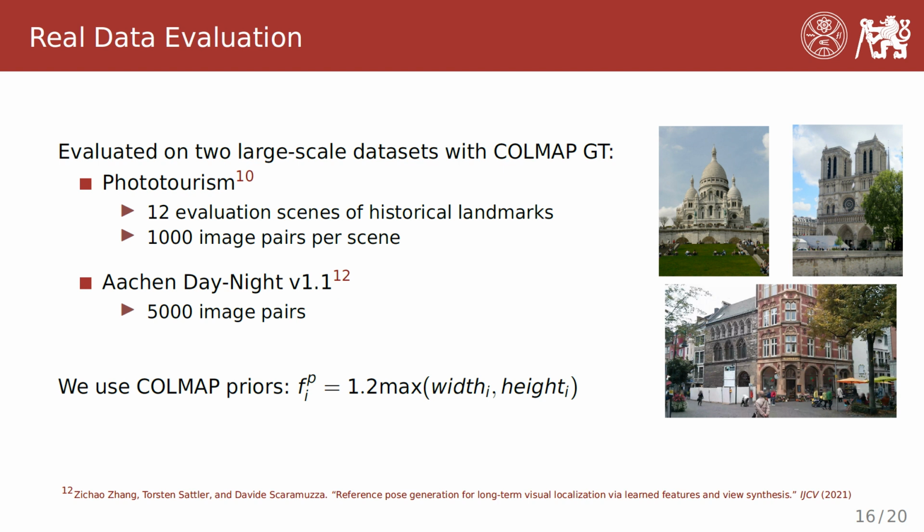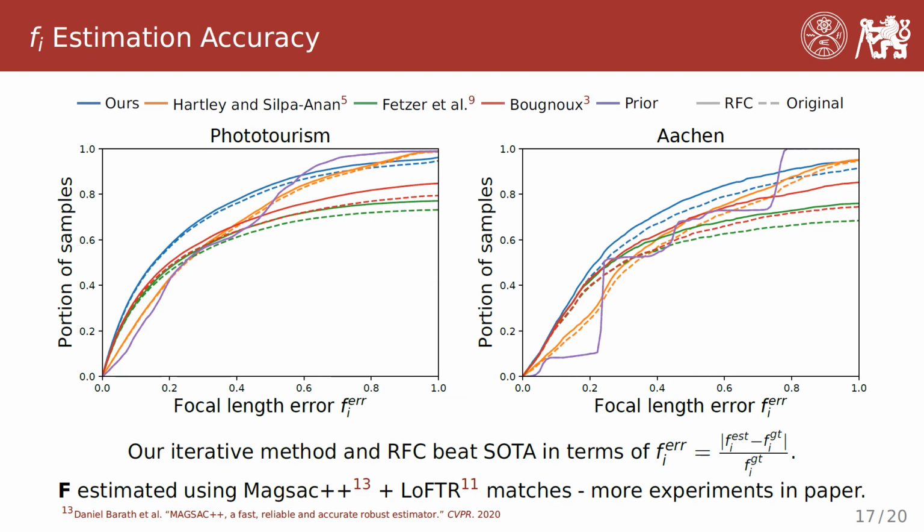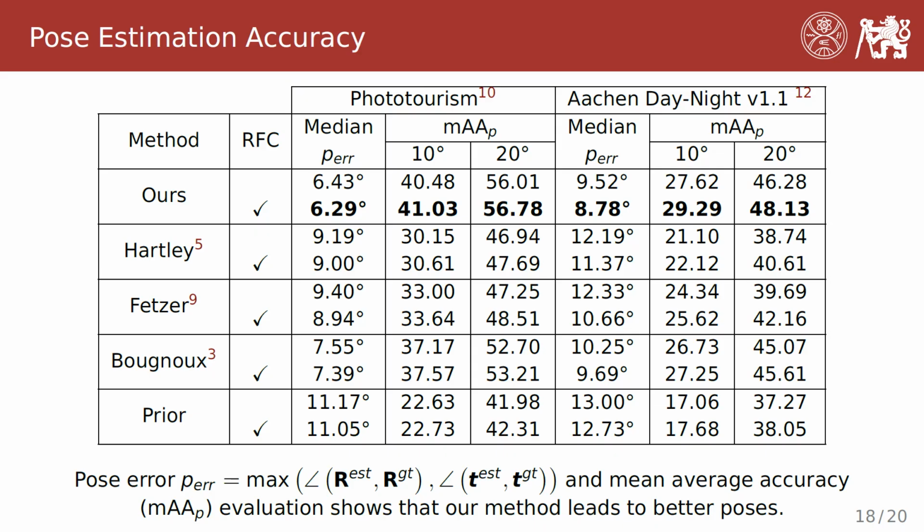We evaluate both of our contributions on 2 large publicly available datasets, Phototourism and Aachen Day-Night. To set the priors for focal lengths, we use a heuristic, which is equivalent to assuming that the cameras have roughly a 50 degrees field of view. Our results show that our iterative method outperforms the state-of-the-art in terms of the estimated focal lengths. The results also show that the proposed real focal length checking results in further improvement for all the methods tested. The results shown are for the fundamental matrix estimated using MAGSAC++ and LoFTR matches. We also show similar improvement in terms of the accuracy of the computed relative poses. Further experiments providing similar results for other RANSAC variants and matches are provided in the paper.